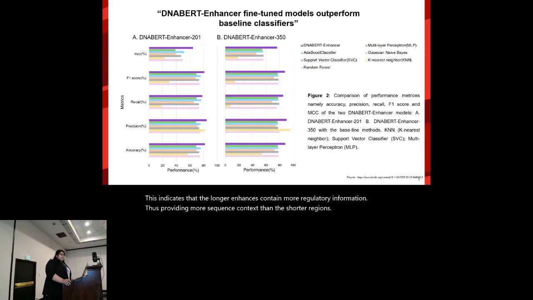Next, we validated our models by comparing them to some traditional baseline classifiers, and we observed that the DNABERT-Enhancer models outperform the baseline classifier models trained on their respective data, followed by random forest, SVC, and AdaBoost classifier. When you look at the graphs, you see that the KNN classifier had a higher precision and a lower recall, indicating that the model overlooks or misses the true positive values when predicting the high-confidence enhancer regions.